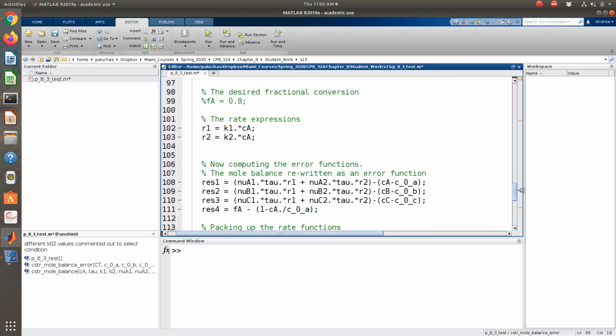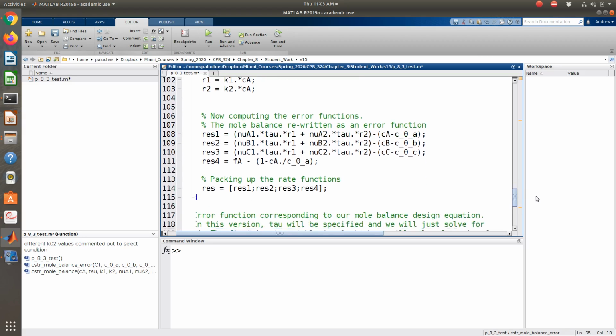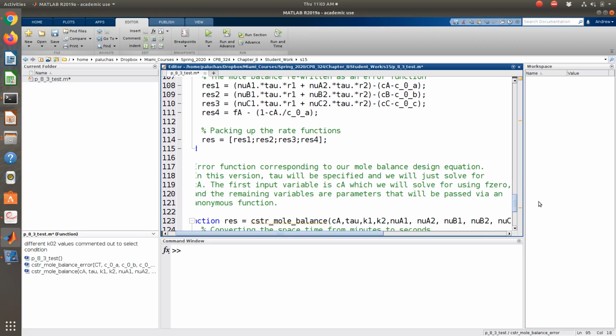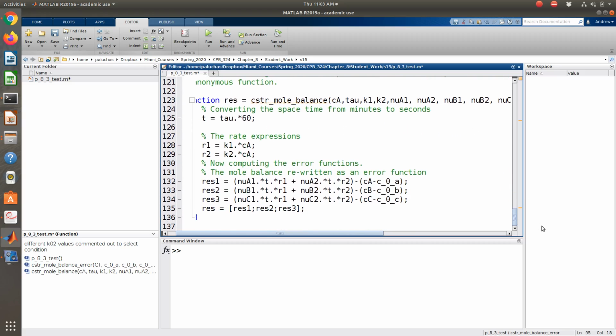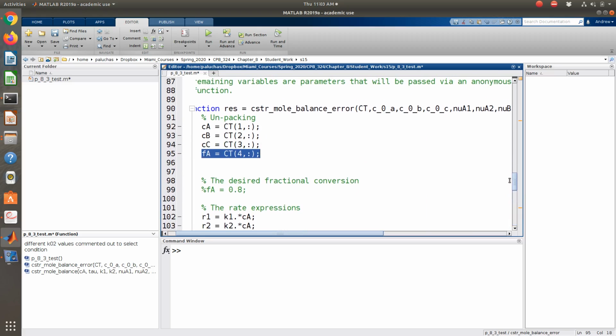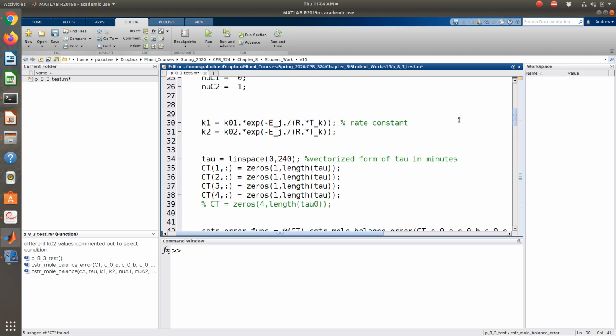So those rates are set up fine. Your mole balance design equations are set up fine. Okay, fractional conversion, sure, let's see if it works included in there, and you pack it up. Okay, this looks like something you tried to use before and it's not working. Okay, but I think the biggest issue here is, let's see, so CA is CT, so CA would be row 1, all columns. Yeah, so you're trying to vectorize fsolve, right? There's no vectorizing fsolve in MATLAB.